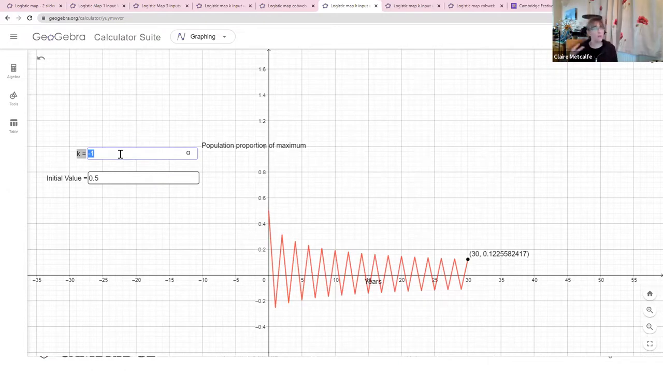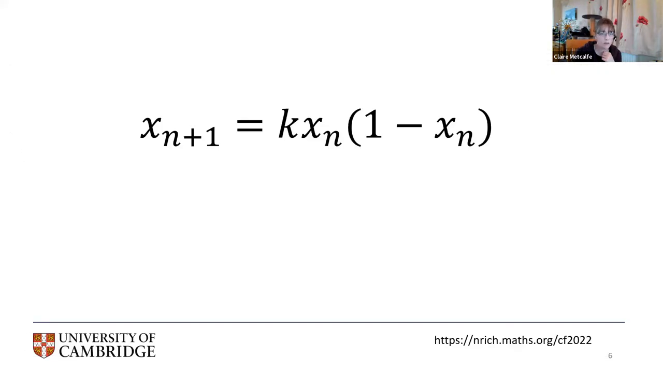Okay, but there's lots more that you can do with the logistic map. Sorry, I've just given it its name. This equation that we've been looking at is called the logistic map. And there's lots and lots of maths that can be done with it, which we haven't covered today.